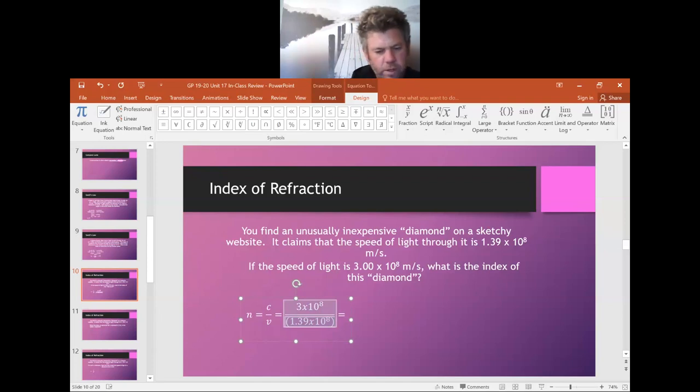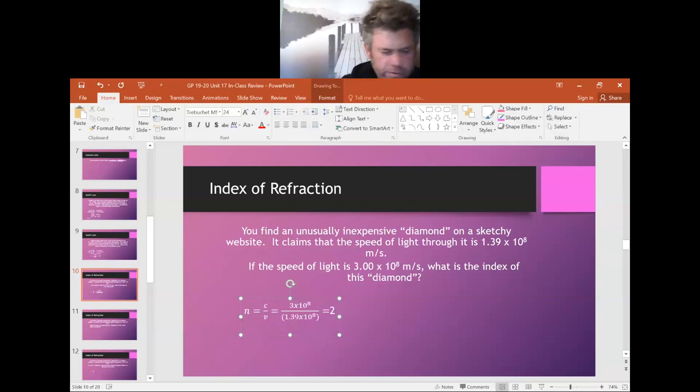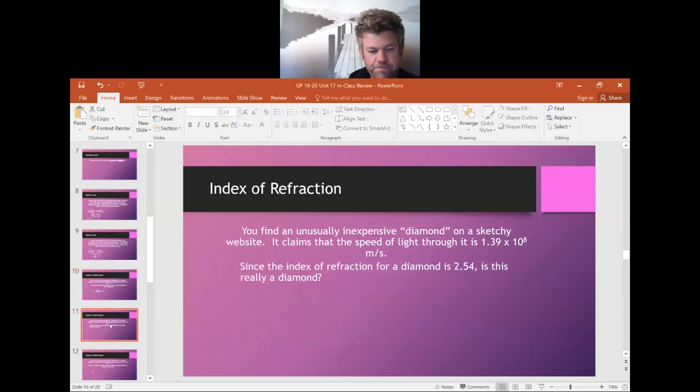All right. So when I divided those two together, I found that this is 2.16, my index of refraction for that. All right, pretty straightforward. No sine needed for this one or anything like that. All right. So since the index of refraction is 2.54, is this really a diamond?